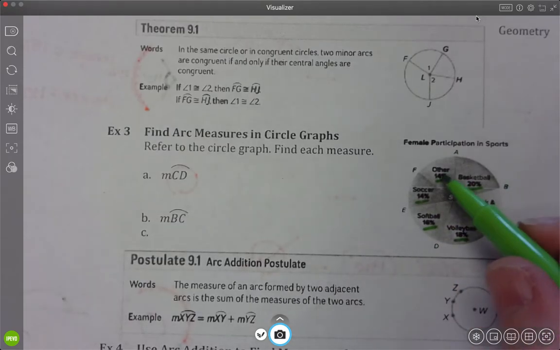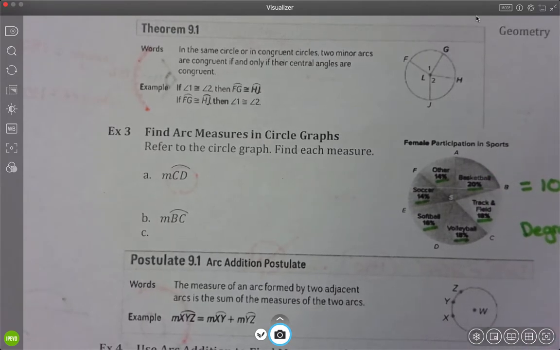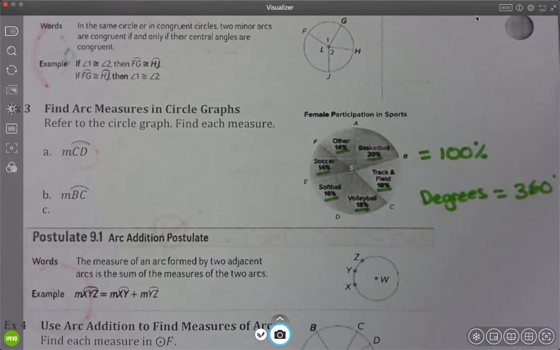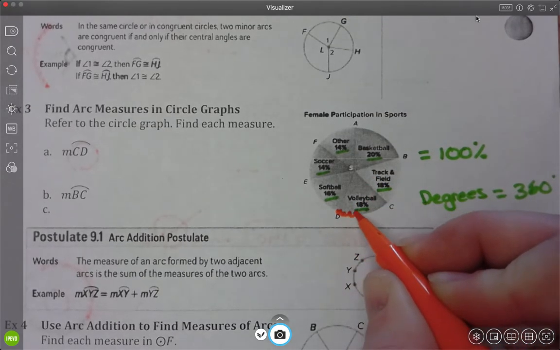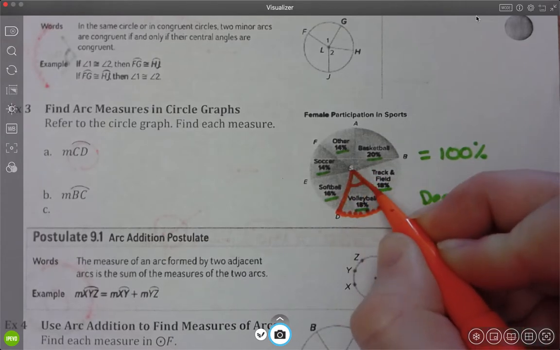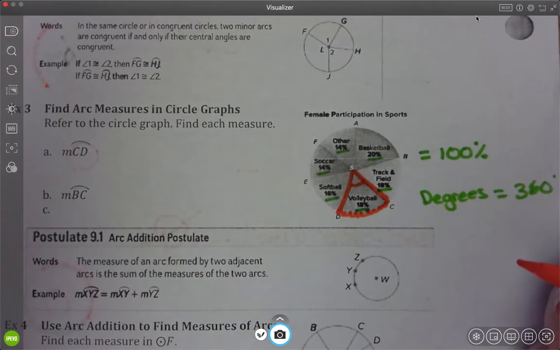If I would add all of those up, those should be equal to 100%, okay? But degrees is based upon 360 degrees. So I have to do a little bit of conversion there because percent is not going to be the same thing as degrees, okay? So they want to, first of all, start with CD, and CD is this little arc right here, and they're saying this central angle right here out of this little slice of pie is 18%. Well, that's 18% out of 100, but I want 18% out of 360 degrees.